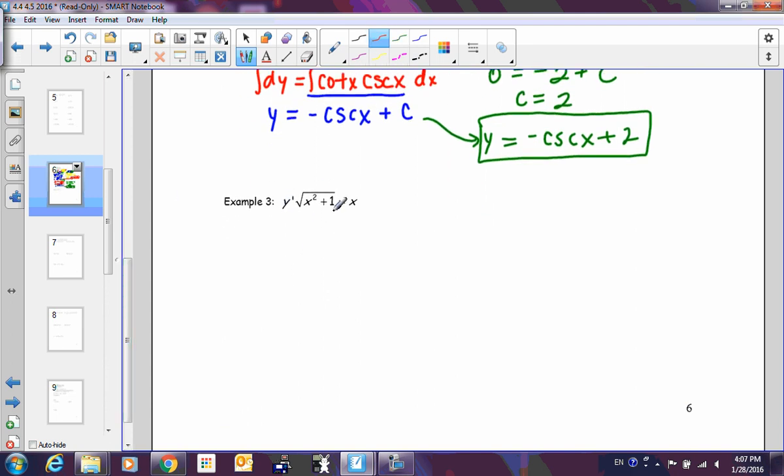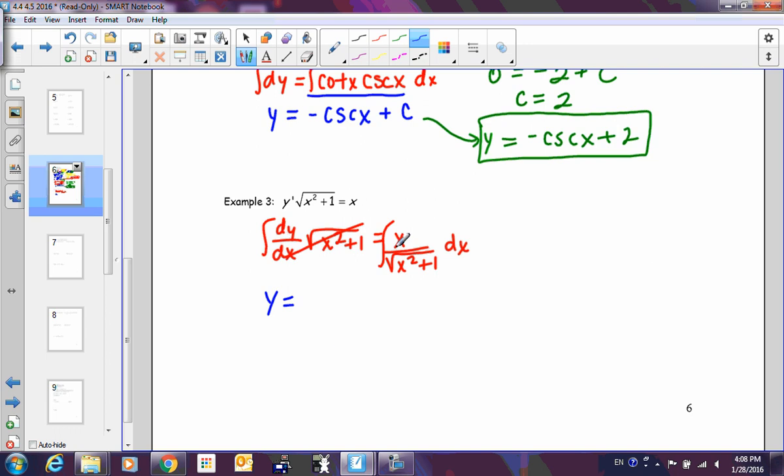Okay, so example 3. Still the same thing with the y prime. We need to replace that with a dy over dx. Likewise, we need to only have the y's on this side. So I need to divide by that x square root of x squared plus 1, and I need to multiply by the dx. So then when you integrate both sides, the left side is clearly going to be y equals.